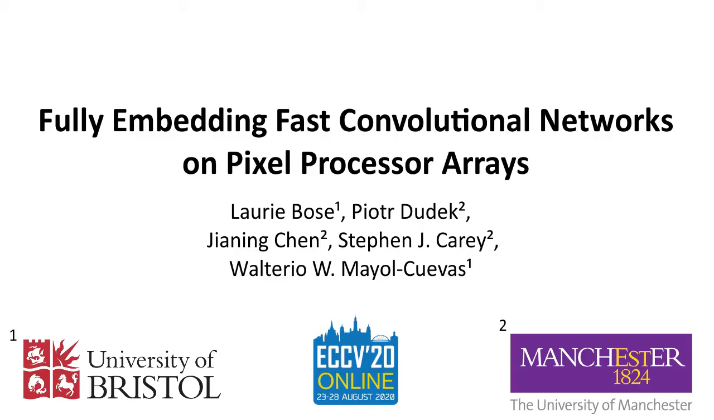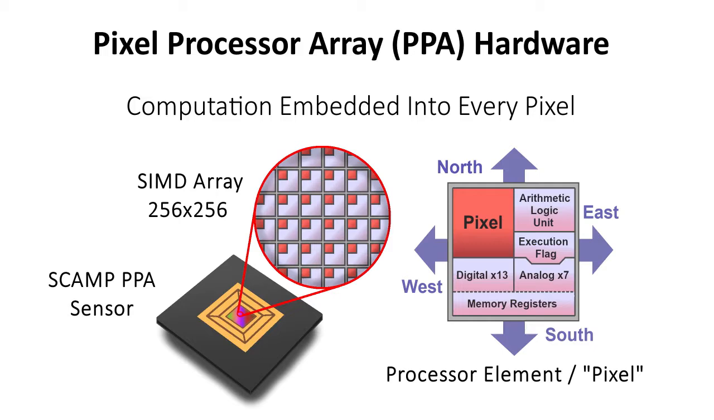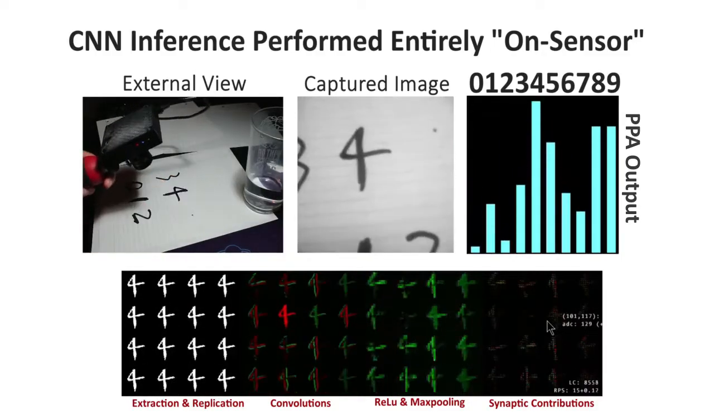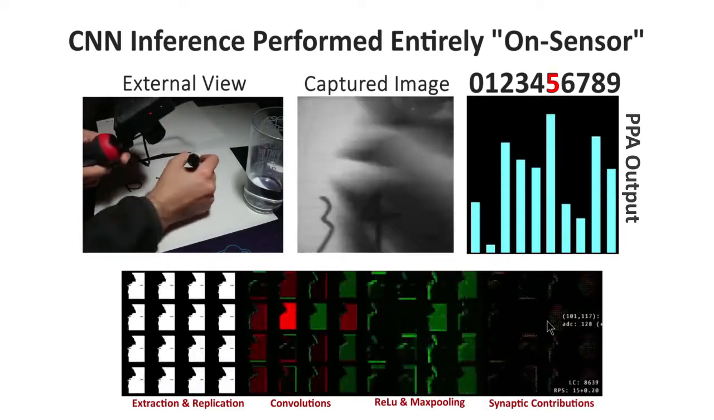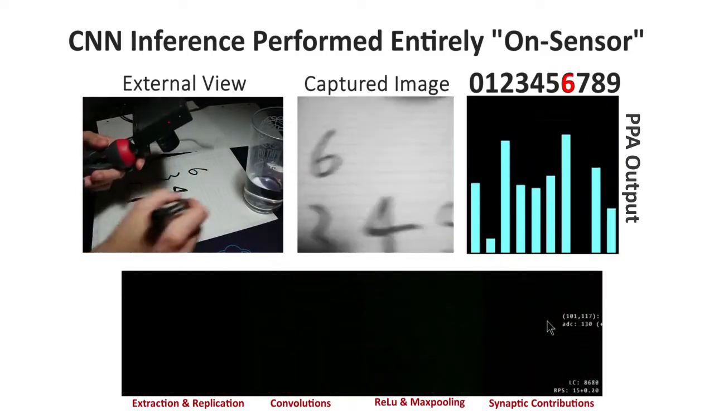This paper presents a new approach for CNN inference on pixel processor array cameras. These new sensors embed processing and memory into each pixel element, allowing visual data to be immediately processed as it is captured. In this work we show how a CNN can be performed entirely on sensor with no external processing, demonstrating a digit classification network.